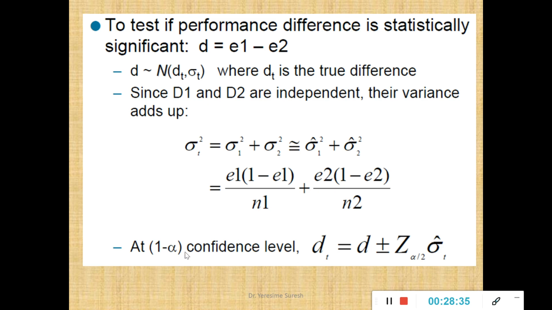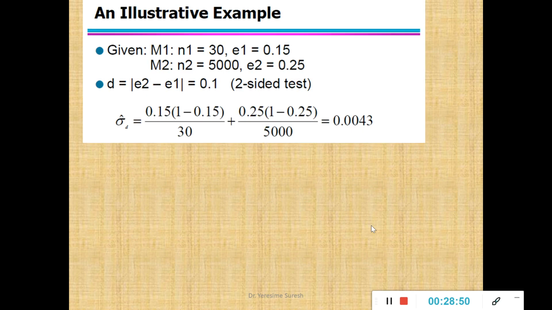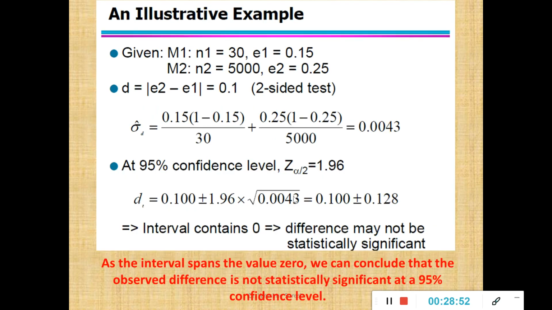At 1 minus alpha, the confidence level, the true difference is equal to the observed difference plus or minus the confidence interval into the standard deviation. Square root of variance will give me the standard deviation. So substitute those values into this equation. You will get a value of 0.100 plus or minus 0.128. If I apply this lower bound and upper bound, you will find that the values vary from negative range to positive range, which contains the value of 0 in its interval.